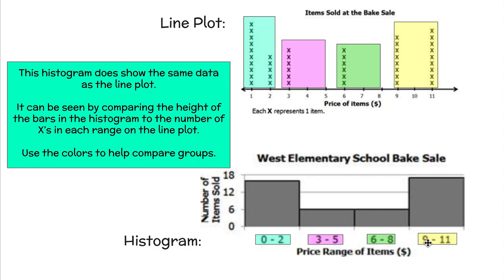Our final bar says $9 to $11 items. On our line plot, if you count all of the X's here, above $9 it was 8 items, above $10 it was 0 items, and above $11 it was 9 items. So we had 8 plus 9 for a total of 17. And you can see that the bar that is yellow on our histogram is right below that line for 18 on our y-axis, so it does get to about 17. So that is the proof there that our histogram does match our line plot.